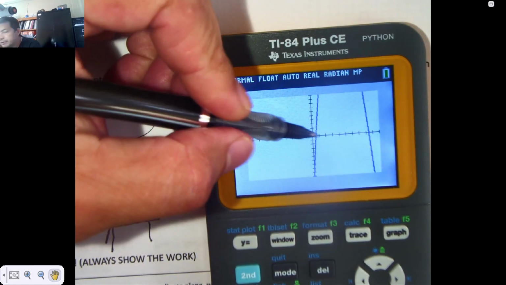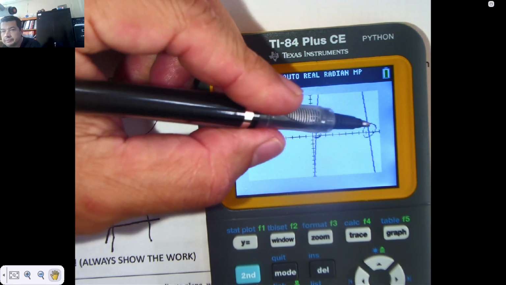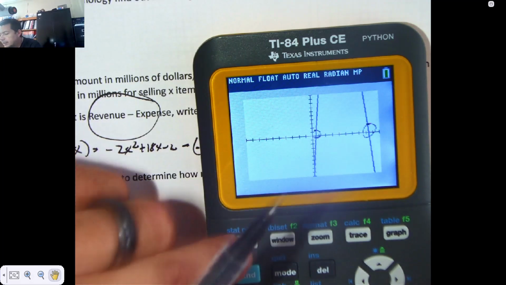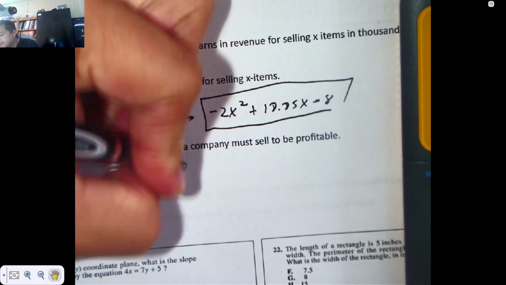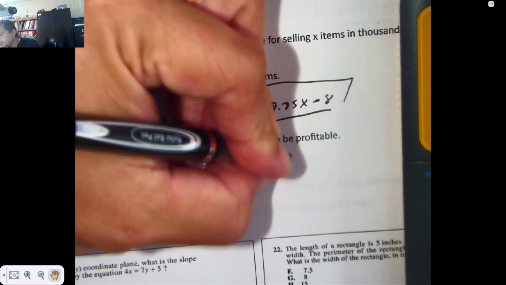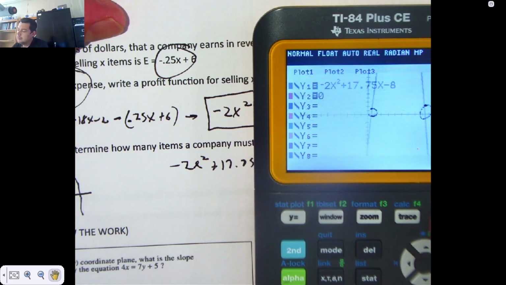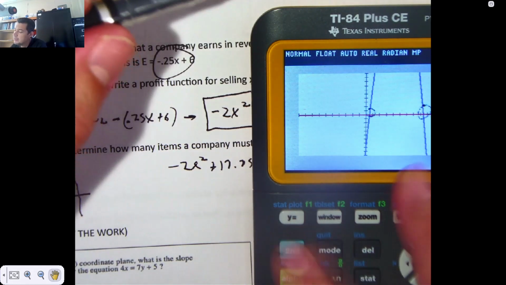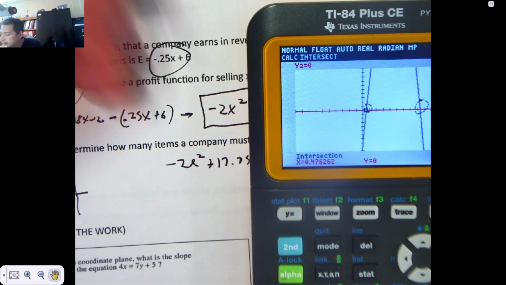So this company is profitable from here to here. You see that? I'm actually going to put a 0 in here because the idea is that this profit is bigger than 0. So I'm going to put a 0 into y2. The reason I'm doing that is because I can now use the intersect feature. It drew that red line. So second trace 5, get close, enter, enter, enter.